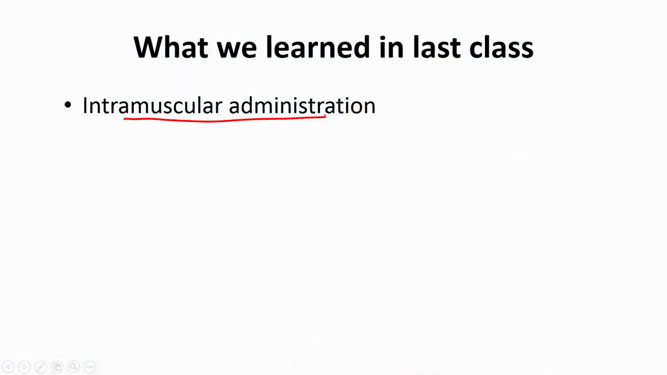In the last class we basically focused on intramuscular administration, where what essentially that means is the drug is injected into the muscles. This could be large muscles such as thighs, biceps, hips. These are some of the common routes you might have seen even for children.